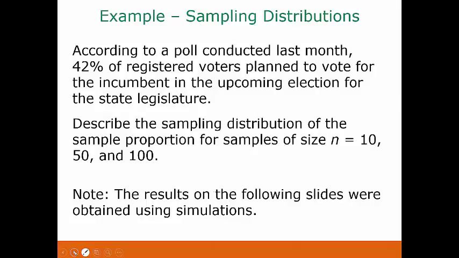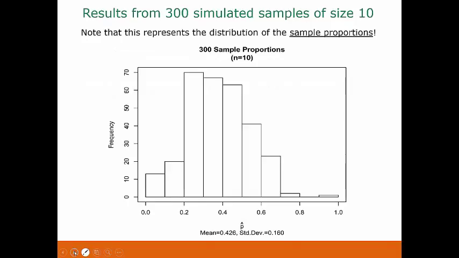Now, the results on the following slides were obtained using simulations instead of real samples. So here are the results from 300 simulated samples of size 10. And remember that what we're talking about is the distribution of the sample proportions. In other words, if we had these 300 samples of size 10, for each sample we would calculate the sample proportion.